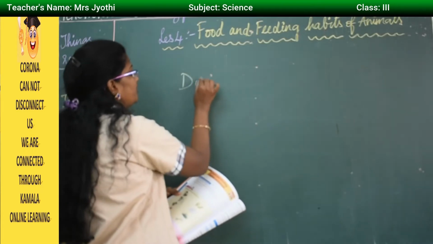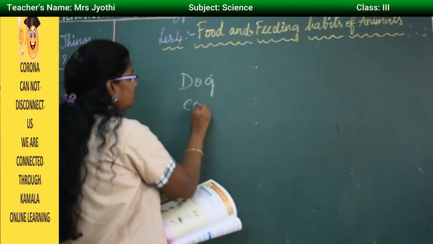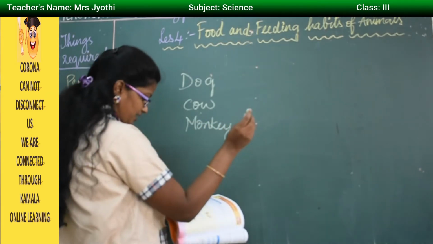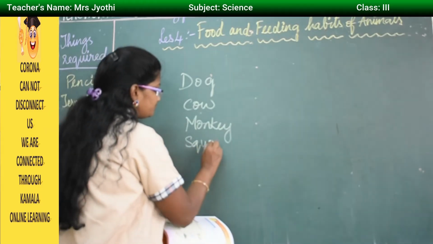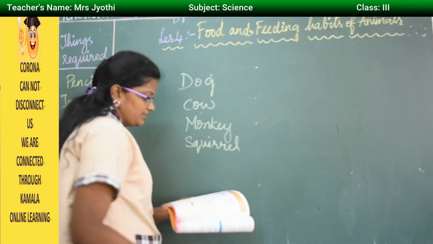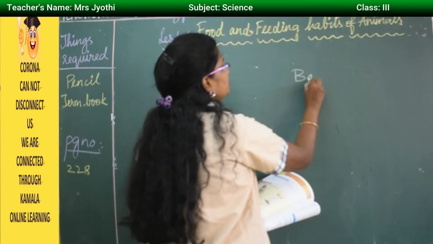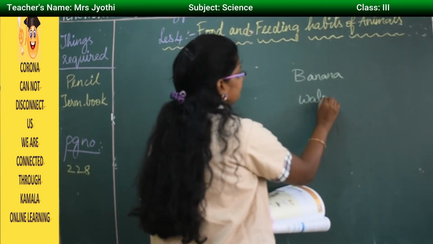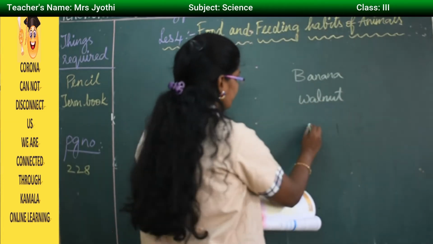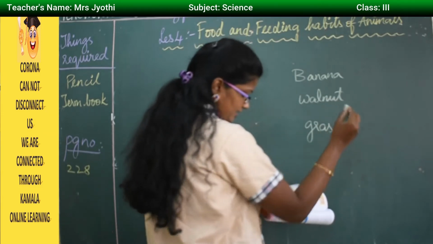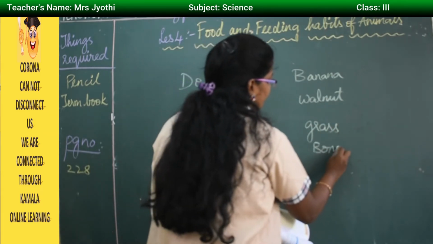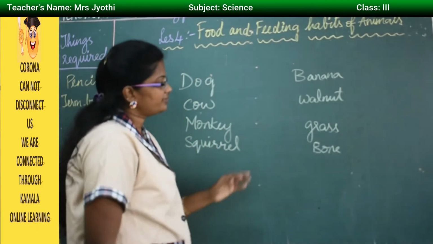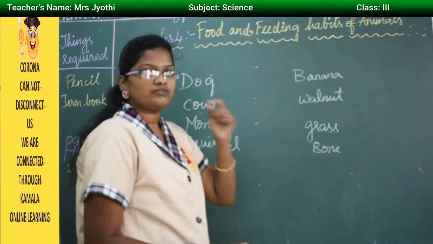On one side you have dog, then you have a cow, then you have a monkey, and then you have a squirrel. Then on the other side you have banana, then you have a walnut, then you have grass, and you have a bone. So one side we have the animals and towards the other side we have the food which they eat.